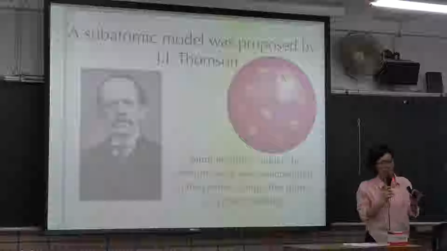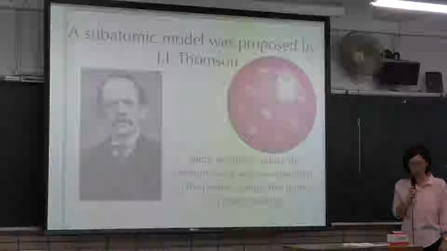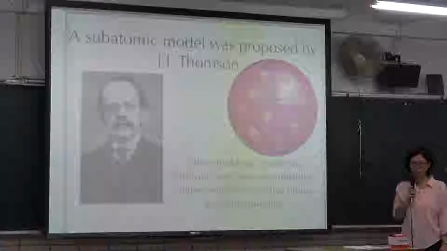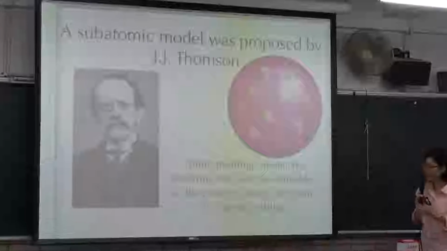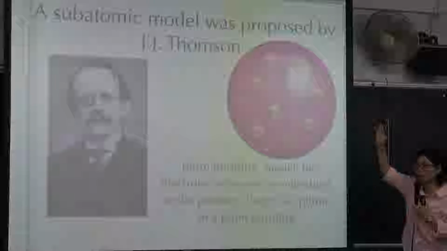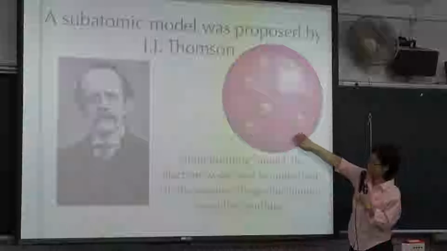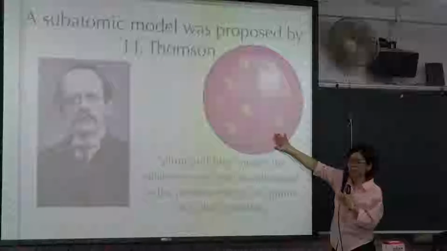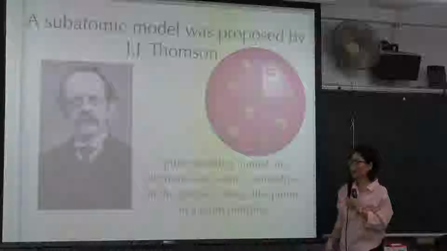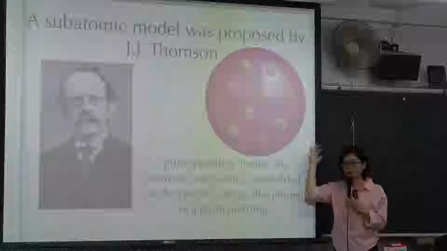Well, after J.J. Thomson proposed there is a subatomic particle, he then thought about a special model for the atom. He proposed a plum pudding model. That is, the electrons are embedded in the positive charge, like plums in a plum pudding. 带正电荷的布丁，带负电荷的小梅子，叫梅子布丁 (plum pudding model).